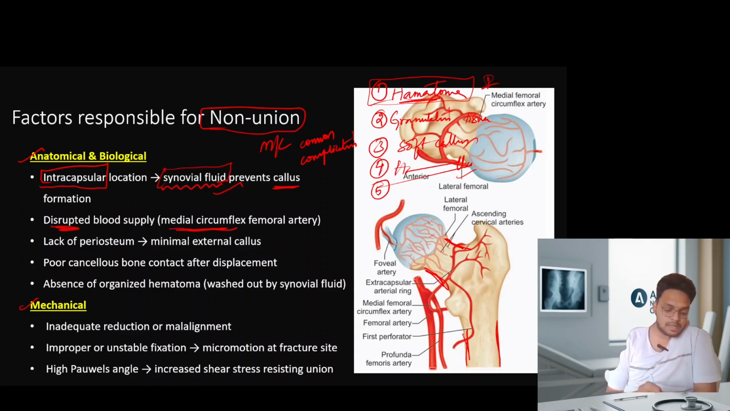This is the third factor, lack of periosteum. Next, there is poor cancellous bone contact after the displacement.